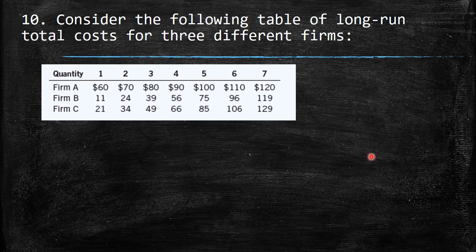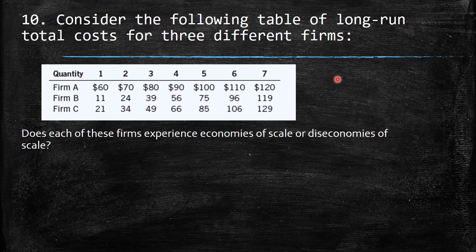So here we have three firms. We have the quantity produced in the long run, and here we have the cost. The question says, does each of these firms experience economies of scale or diseconomies of scale? Remember, economies of scale is when the average total cost is decreasing, and diseconomies of scale is when the average total cost is increasing.